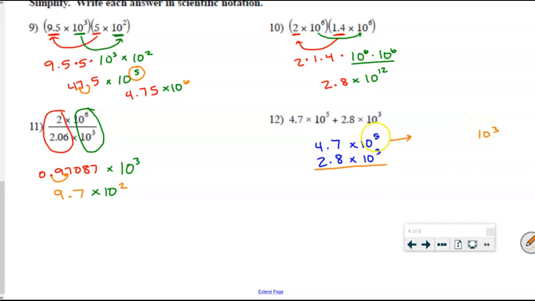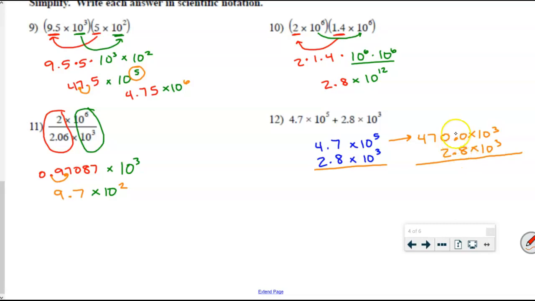Let's look at what's happening. That exponent is going from a 5 down to a 3. So it's going down, which means this number needs to go, yeah, we're moving it to the right. It needs to get bigger by 2. 4.7 becomes 470.0 times 10 to the 3rd. Add that to 2.8 times 10 to the 3rd. And now that those decimal places are lined up and the order of magnitude is the same, we know that they're going to stay lined up even if I adjust them into standard form.